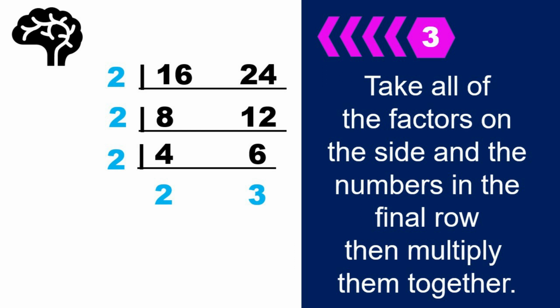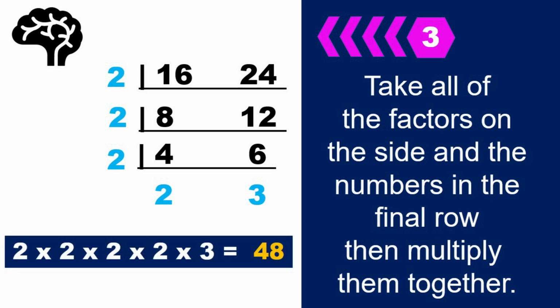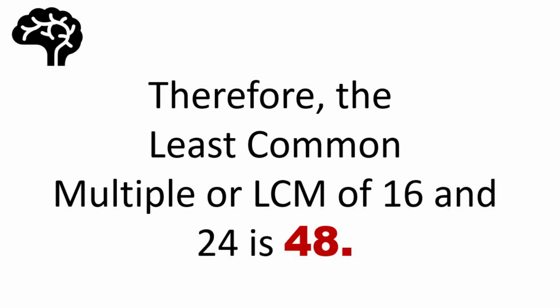Last, take all of the factors on the side and the numbers in the final row, then multiply them together. So we have 2 times 2 times 2 times 2 times 3 is equal to 48. Therefore, the least common multiple or LCM of 16 and 24 is 48.